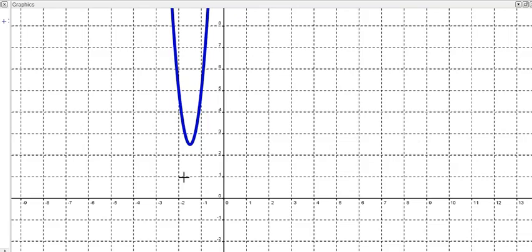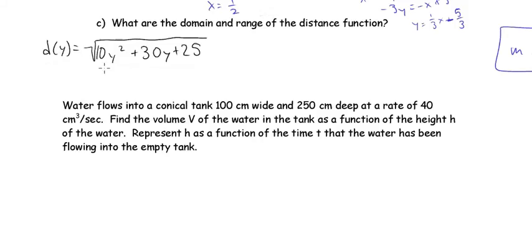Notice that that function never is negative. The outputs are never negative. And so because of that, we can't get a negative inside of our radical here. There's no value for y I can plug in that will give me a negative output. And so, yeah, our domain is all real numbers.